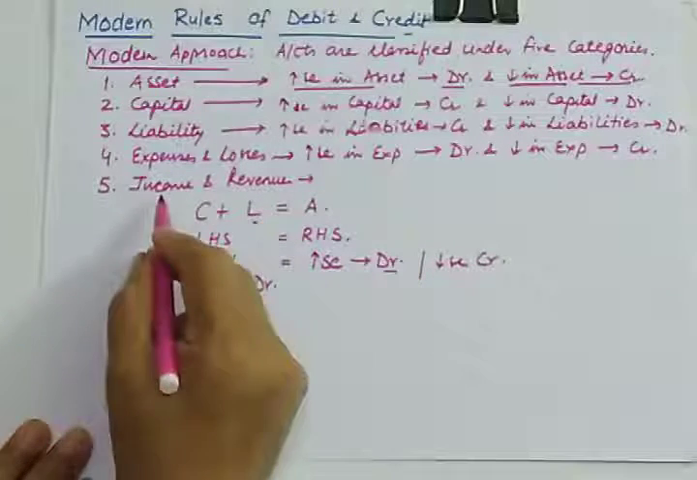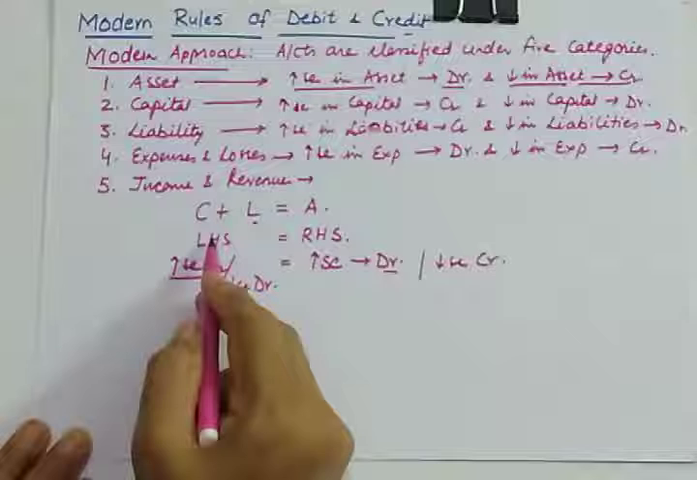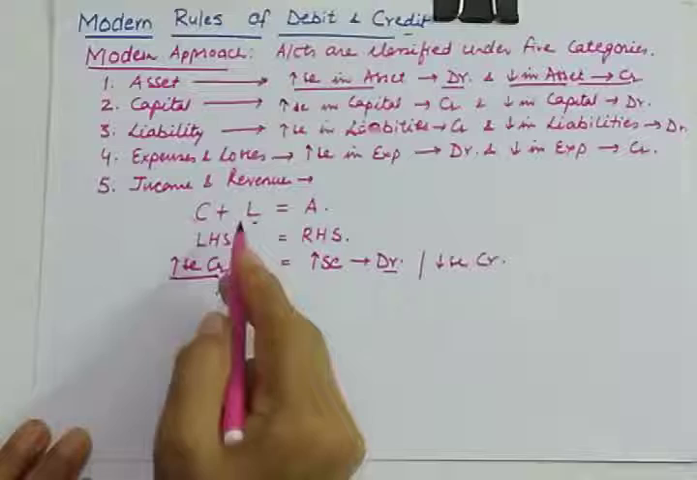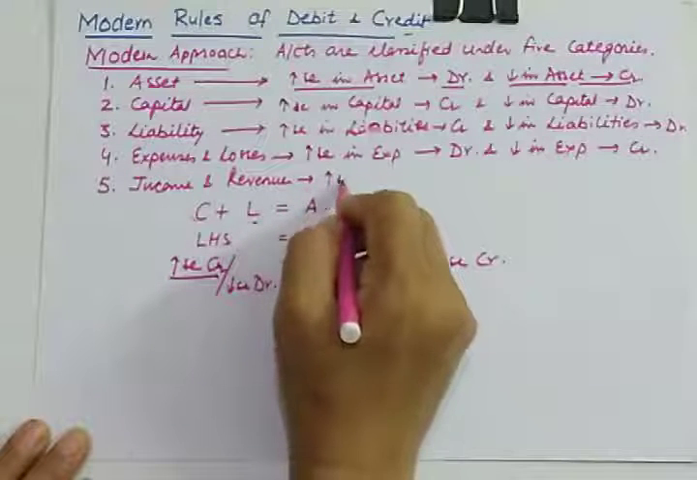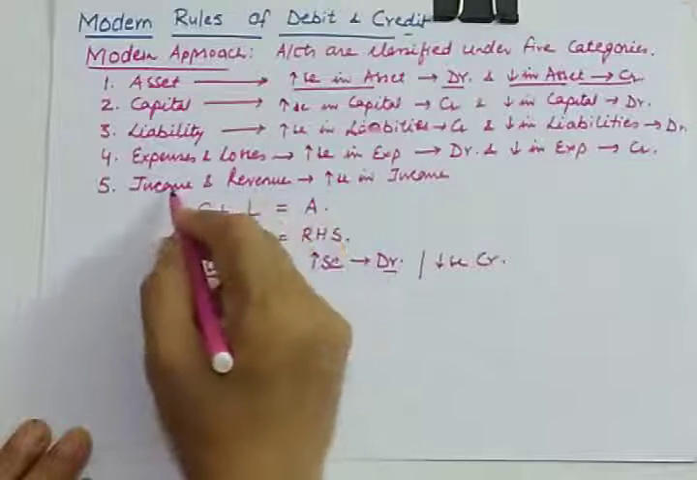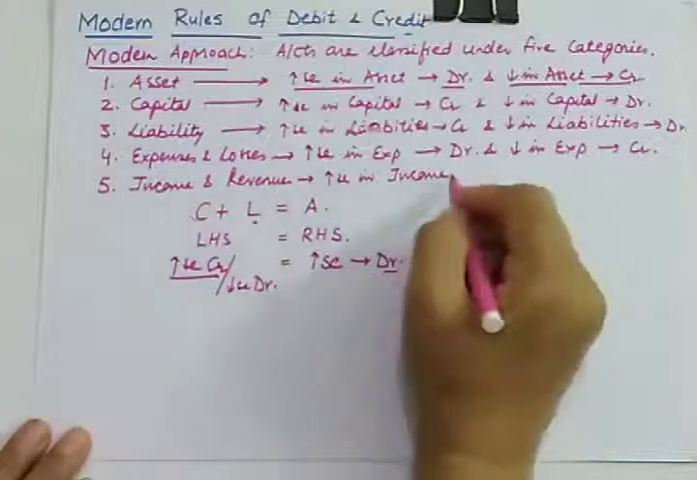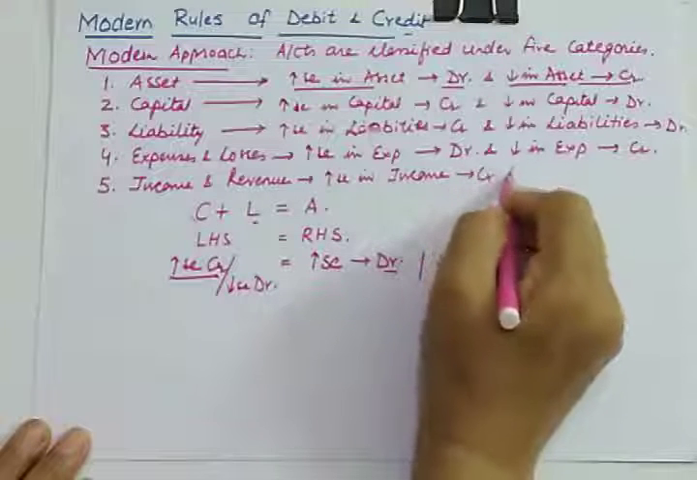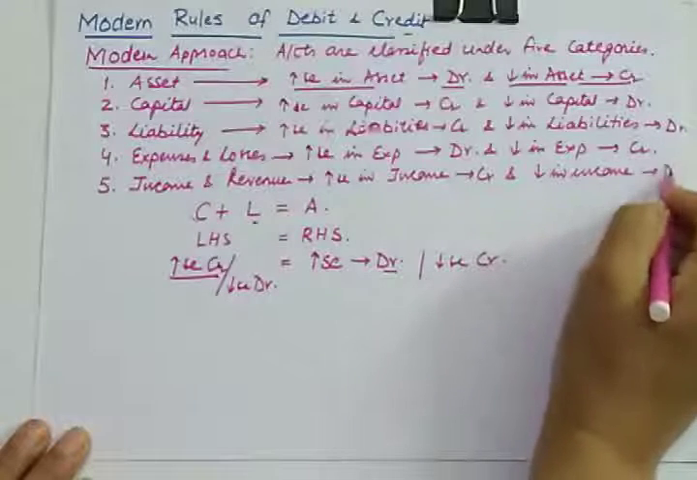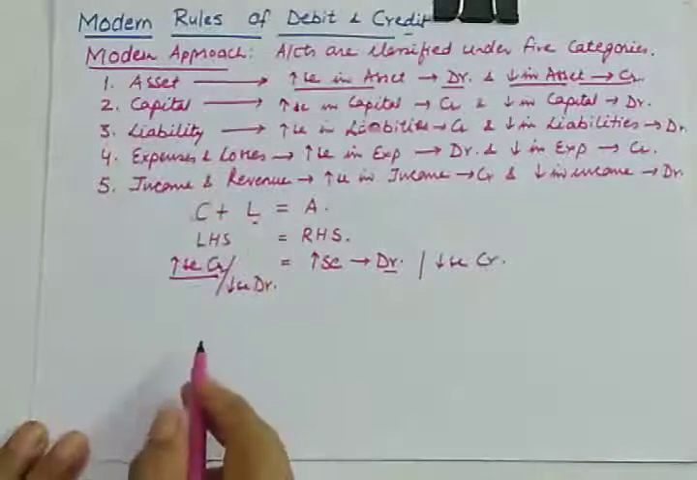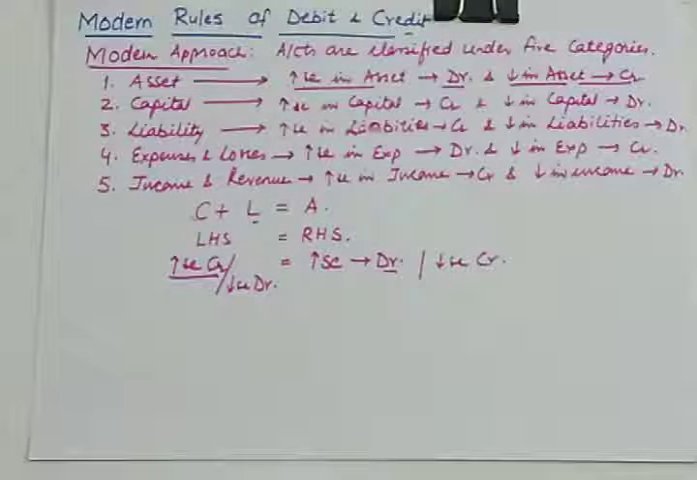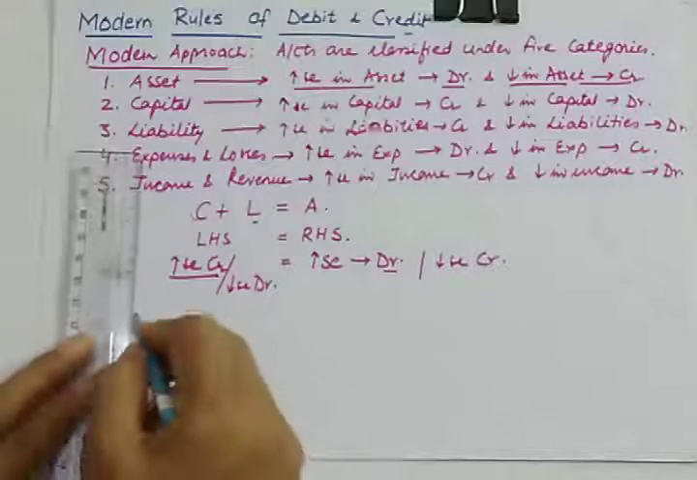Likewise, income: we used to add income in the accounting equation. Adding means the same rule will be applicable which is there for capital. So an increase in income or revenues, this is your sale, and incomes are other incomes and profits, will be credited, and a decrease in income will be debited. So these are the 5 rules. I am making it simpler by making a table so that you will be able to learn these rules properly.